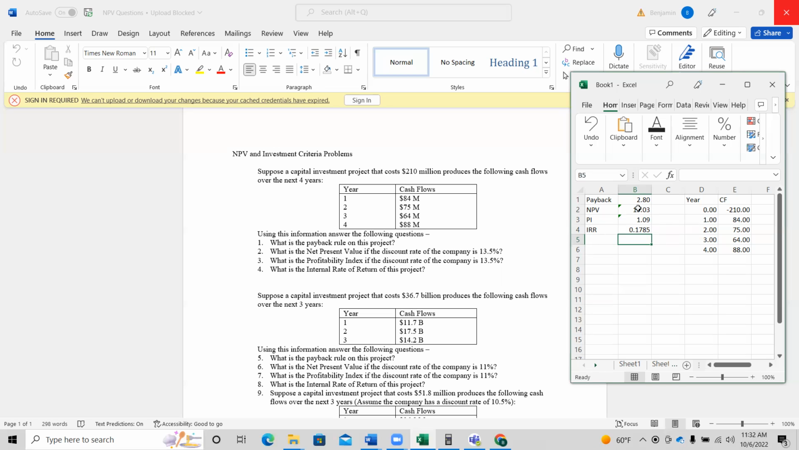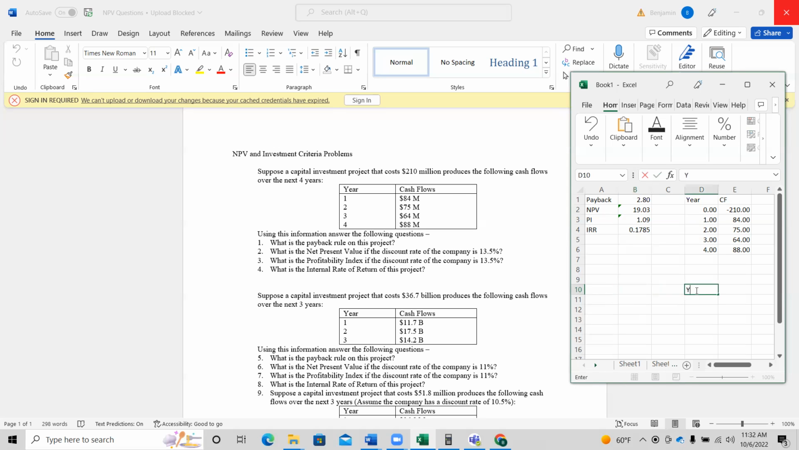For instance, I go back up here, and instead of 13.5, I say 17.85 minus a little bit of rounding. Notice I get 0. So that shouldn't come as a surprise. All right, that's how we calculate the capital budgeting tools for this first set of problems. Let's continue. Let's do this next set.